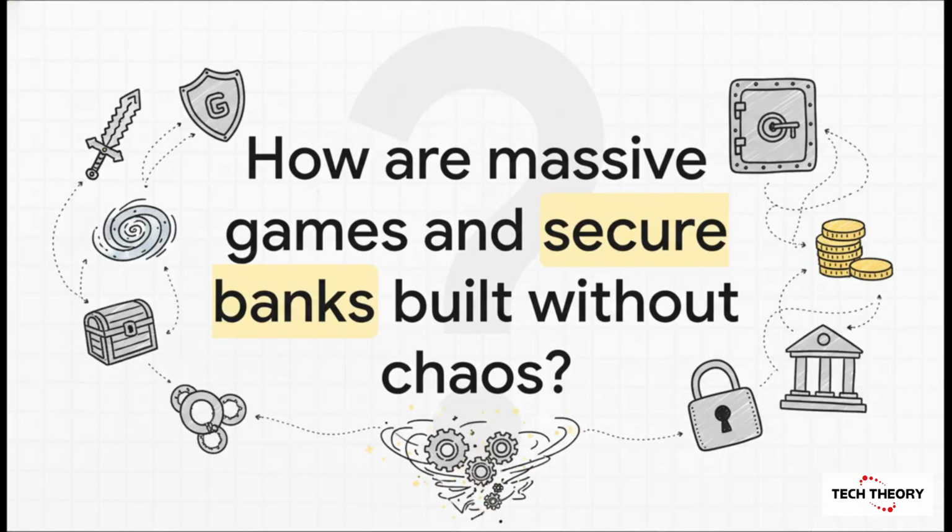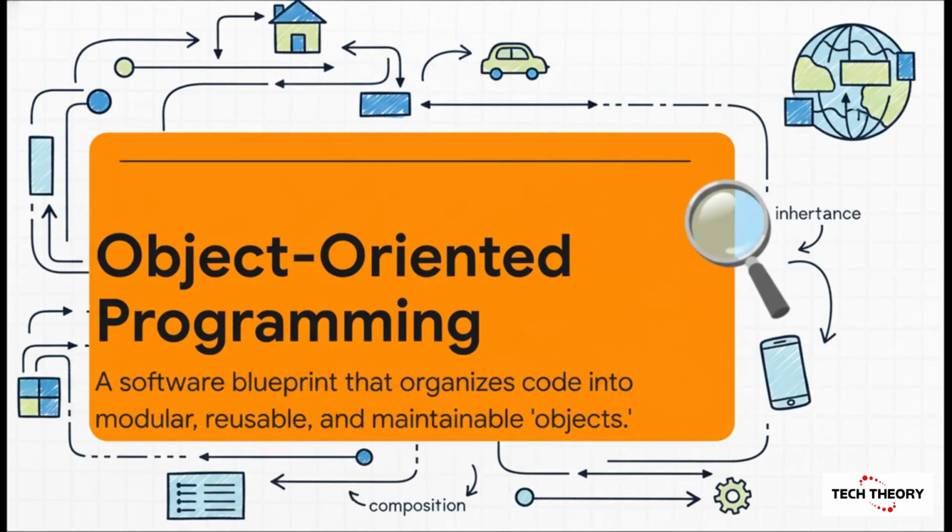How on earth do developers create these gigantic, intricate game worlds or rock-solid banking systems for millions of people without the whole thing just collapsing into a chaotic mess? It seems impossible, right? But the solution isn't some kind of magic. It's actually an incredibly smart design principle. And this is it, object-oriented programming, or OOP for short.